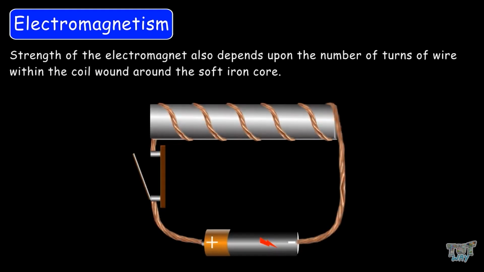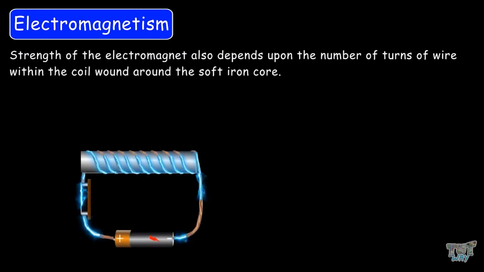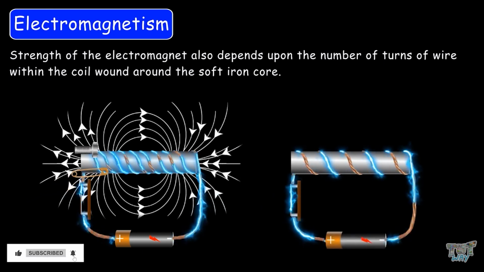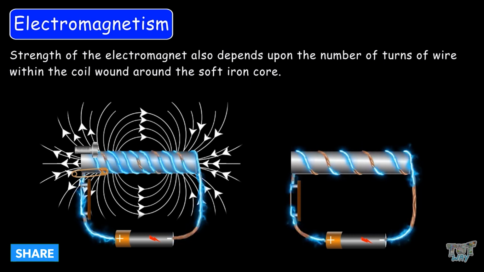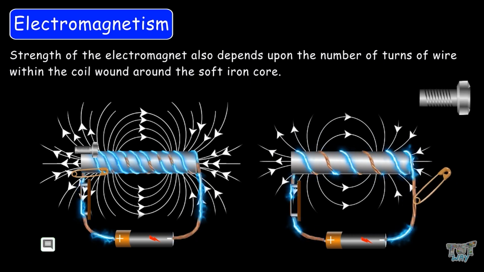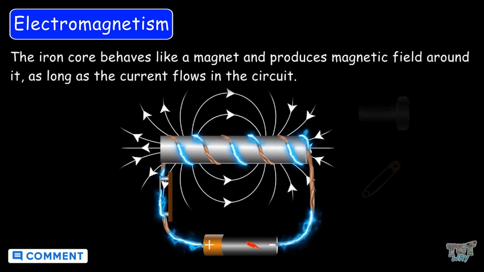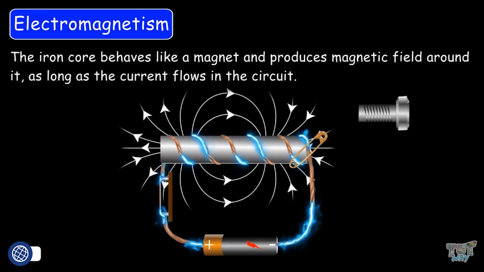Strength of the electromagnet also depends upon the number of turns of wire within the coil wound around the iron. If we increase the number of turns of wire within the coil, the strength of the electromagnet increases. Whereas if we decrease the number of turns of wire within the coil wound around the iron, the strength of the electromagnet decreases.